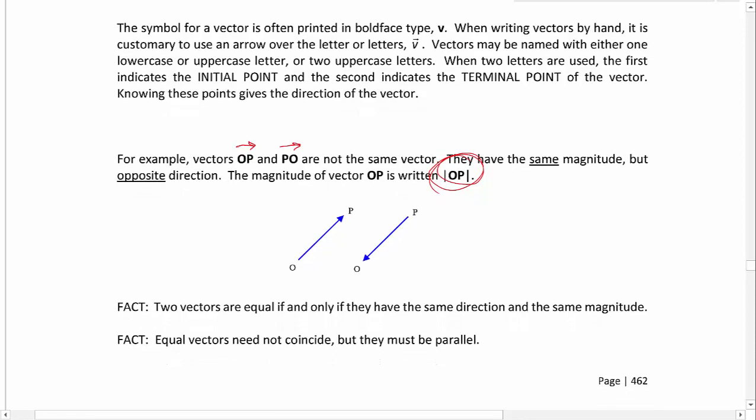It is a fact that two vectors are equal if and only if they have both the same direction and the same magnitude. It's also a fact that equal vectors need not coincide, but they must be parallel on the plane. So typically, these vectors will not be right on top of each other coinciding. They'll just be on the same plane, having the same length and the same direction.